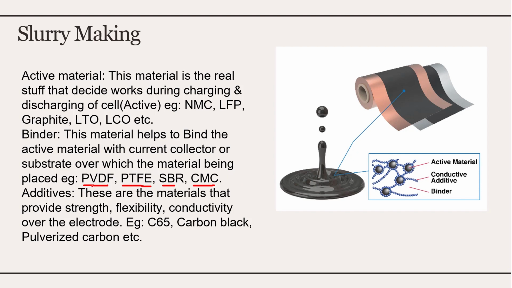So for example, PVDF is used with NMP but not with water. That's why cathode slurry is made in NMP. And for NMC material or the LFP material, we can use the PVDF. So the cathode is generally mixed with or made with PVDF, whereas SBR and CMC are used more frequently for the anode slurry.